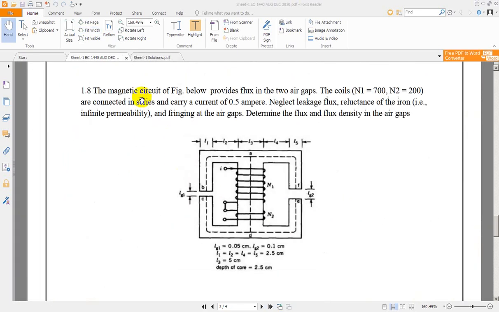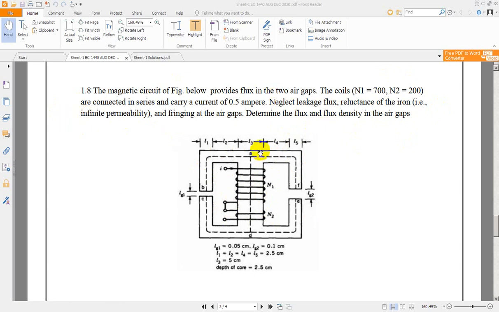Coming to problem number 8, we have a magnetic circuit. The figure below provides flux in the two air gaps, this air gap and this air gap. The coils N1 is equal to 700 turns in this coil, and the number of turns in this coil is 200, and they are connected in series. Current flowing in this coil is 0.5 ampere. Neglect leakage flux. The reluctance of the iron is infinite permeability.